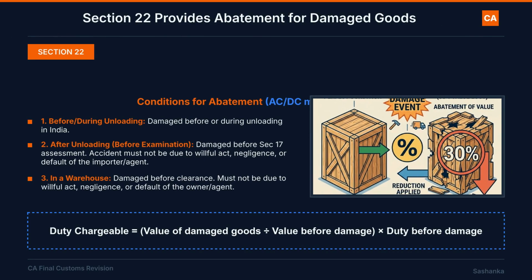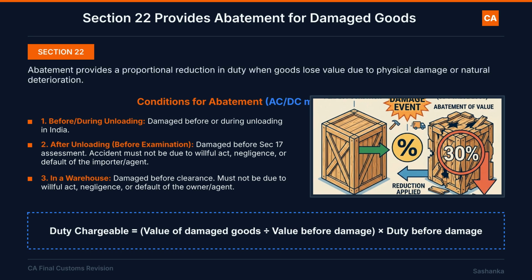Section 22 deals with a situation where goods are neither fully available nor fully lost. Instead, they are damaged or deteriorated, resulting in a reduction in value. In such cases, customs grants abatement, meaning a proportional reduction in duty. The damage may occur before unloading, during unloading, after unloading but before assessment, or while goods are stored in a warehouse. However, the damage should not be caused by the willful act, negligence, or default of the importer or owner. Since the goods still retain some value, complete remission is not granted. Instead, duty is reduced proportionately to the reduced value.